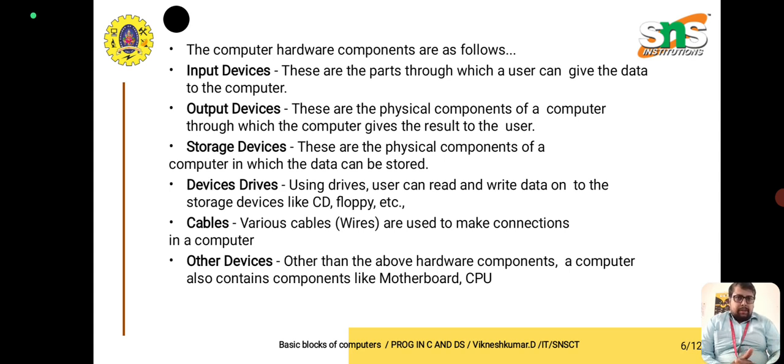Next are storage devices, used to store data in a computer for processing. Next are device drivers. For example, we have numerous drives such as a CD drive, floppy drive, or USB drive. Enabling these drives in the system is done by a device driver. Next are cable wires, used to make connections to other devices like the motherboard, CPU, and so on.